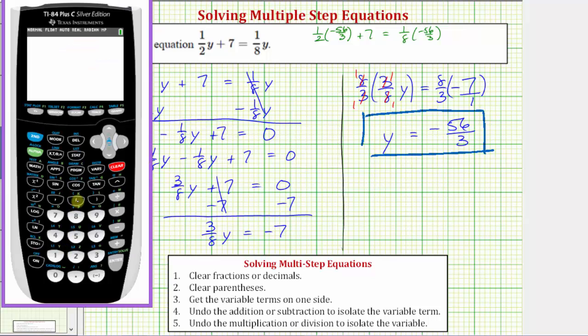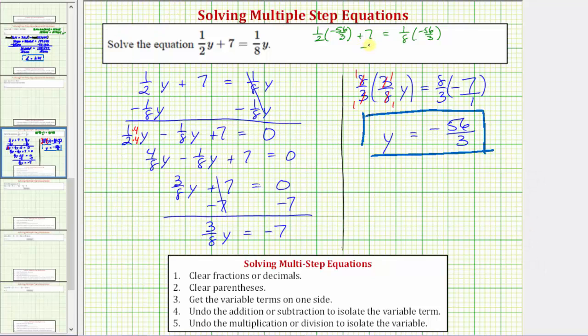So on the left we have 1/2 times negative 56 thirds plus 7. Enter. To convert the decimal to a fraction, we press Math, Enter, Enter. So we have negative 7 thirds on the left side of the equation. And now let's verify the right side is also equal to negative 7 thirds. We'd have 1/8 times negative 56 thirds. Enter. Notice how we get the same decimal value, which of course will be the same fraction value, negative 7 thirds. This verifies our solution is correct.